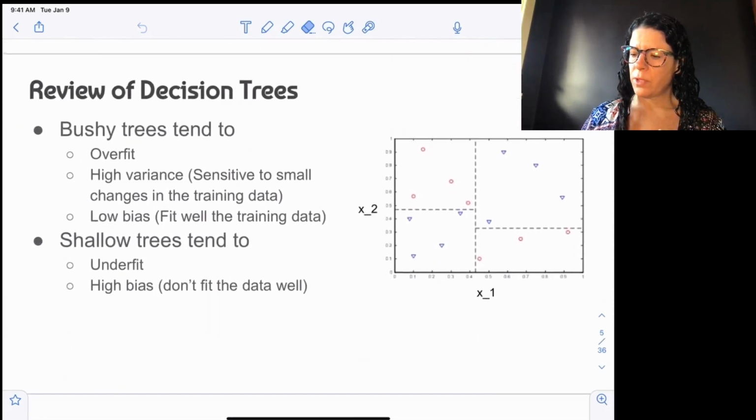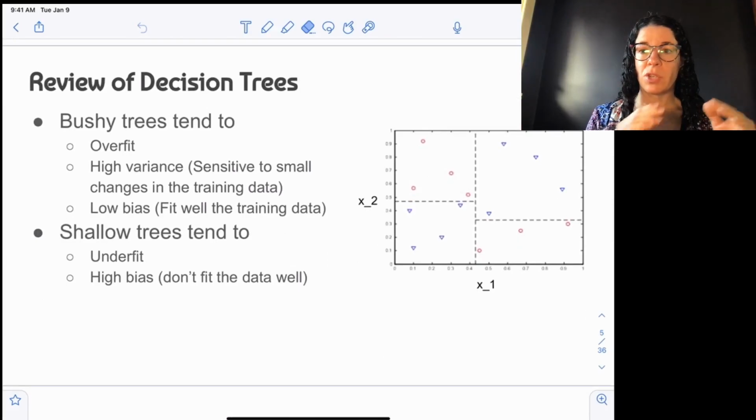On the other hand, if you have a very shallow tree, it usually underfits, so it doesn't fit the training data well, and it has high bias.